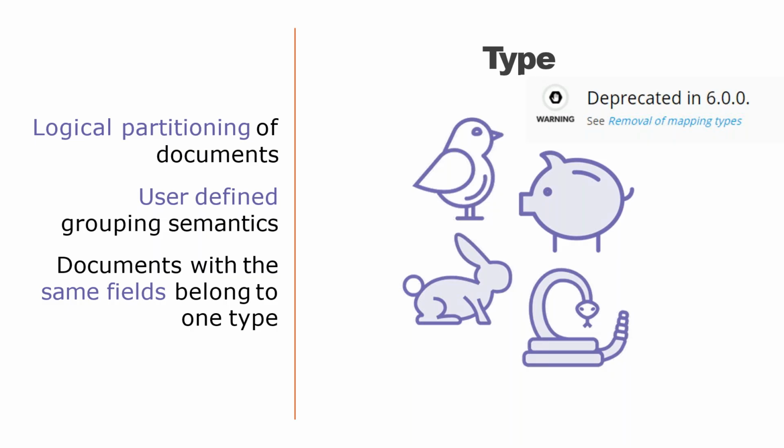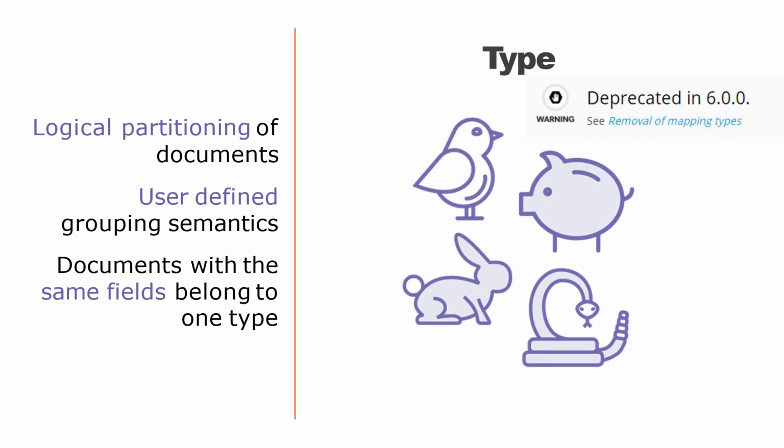Okay, type, we'll discuss it. Type is a logical partitioning of the documents, a user-defined grouping semantic. Documents with the same fields belong to one type. Rajesh, sorry to interrupt you. When you say type, does it mean the type of fields, or the type of documents? Type of document.